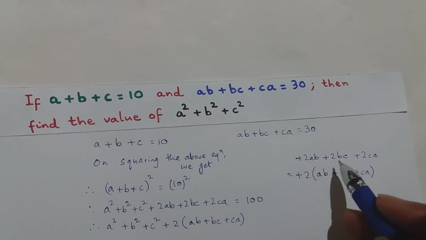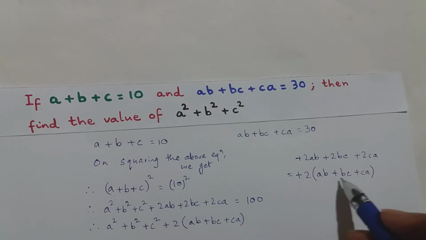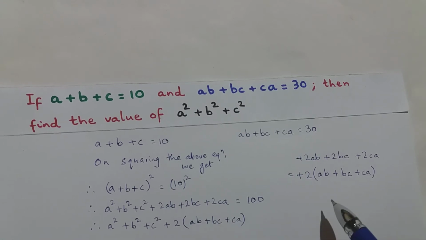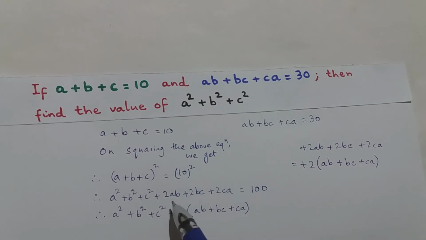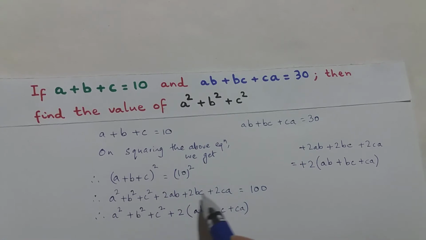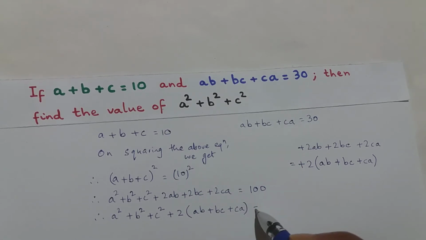So plus 2ab plus 2bc plus 2ca, I can write it as plus 2 multiplied to ab plus bc plus ca. So I have done the factorization of the expression over here, and I got this as my answer. So therefore this expression which is there on the left hand side of this equation, I have written it in this way. So that is equal to, now on the right hand side of the equation it is 100.